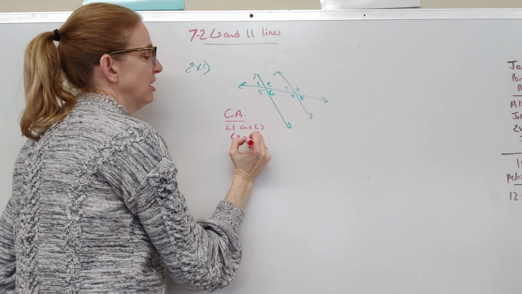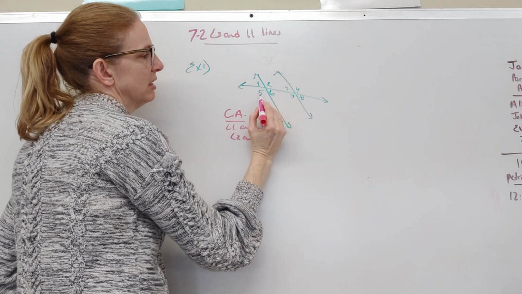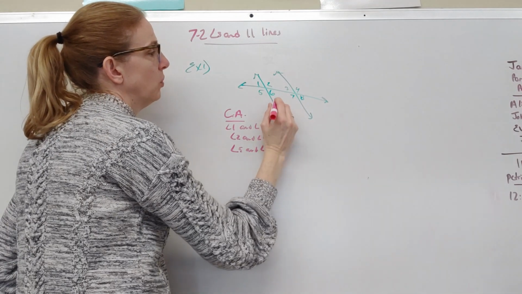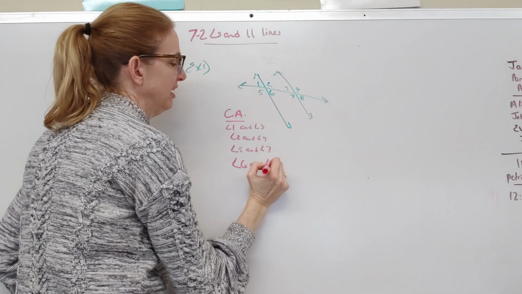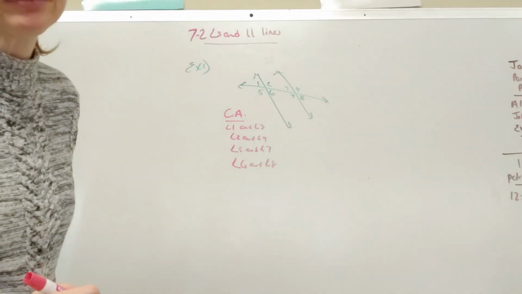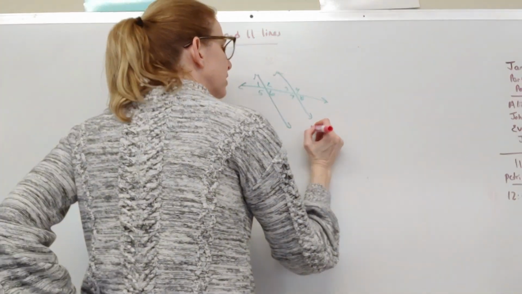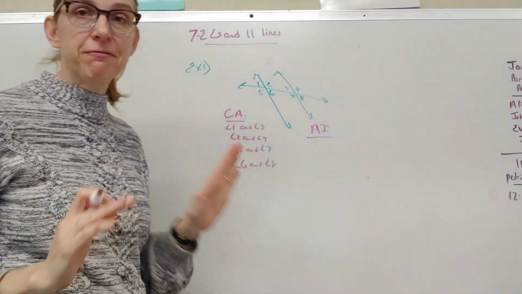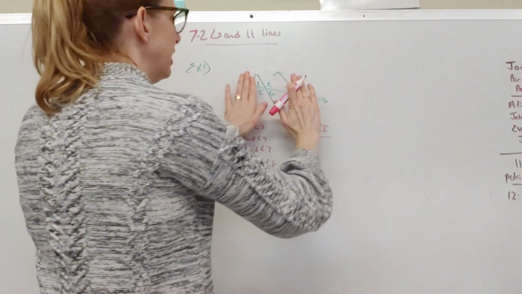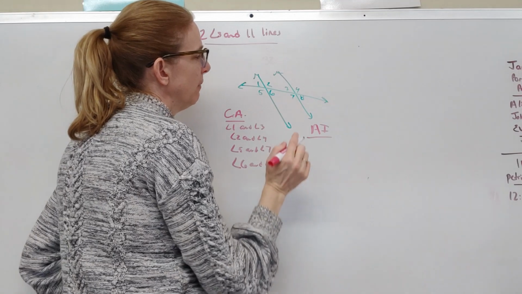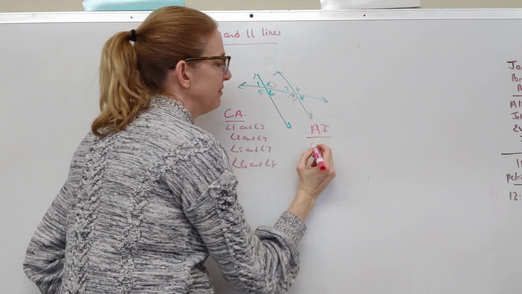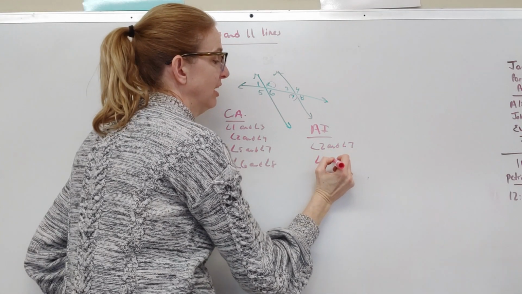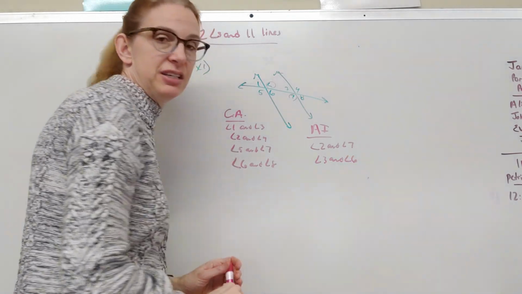2 and 4. 5 and 7. Or 6 and 8. Okay, those are my possibilities that I could have. Alternate interior angles, alternate interior angles. Remember those. Now I'm taking out 1, 5, 4, and 8. They're not even in the picture anymore. Only 2, 3, 6, and 7. Well, I have to alternate. So 2 and 7 and 3 and 6. Those are my pairs of alternate interior angles.